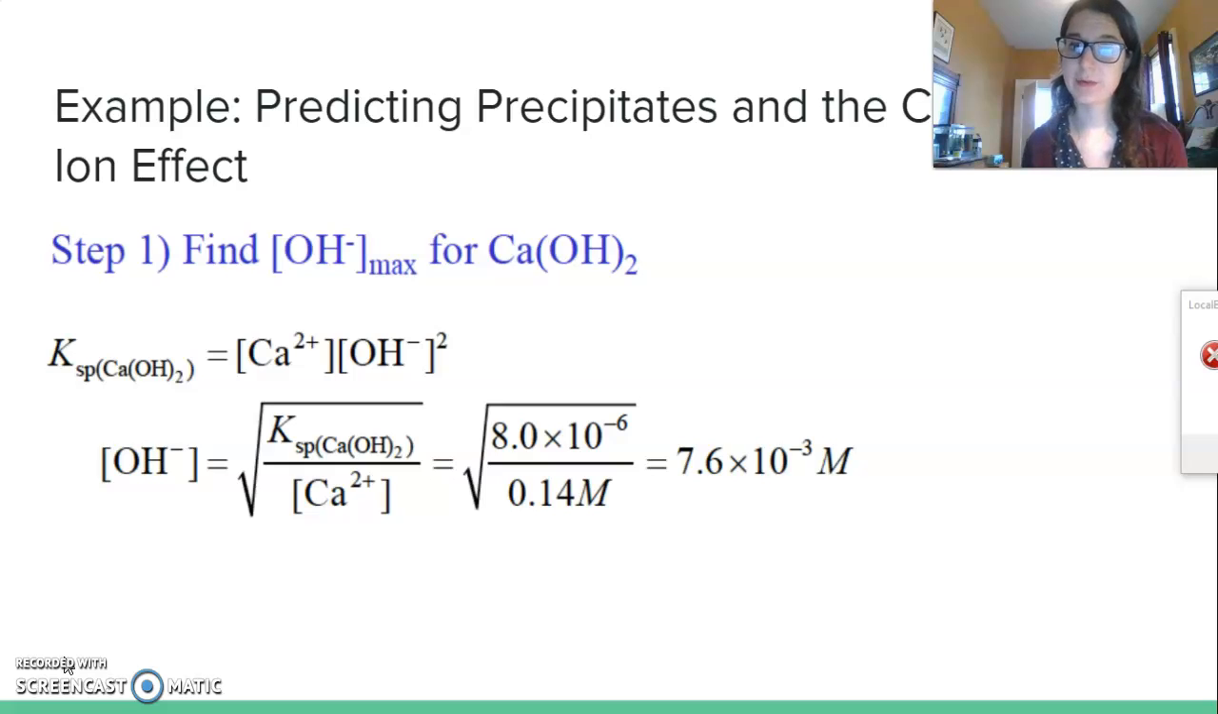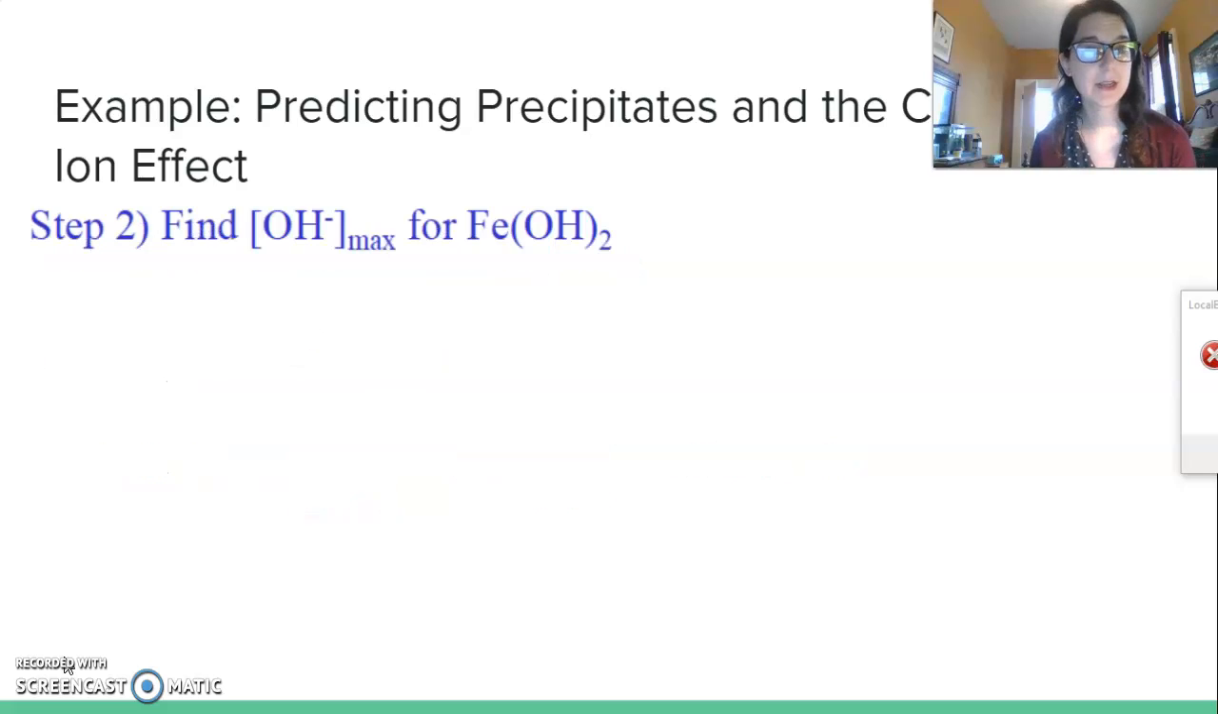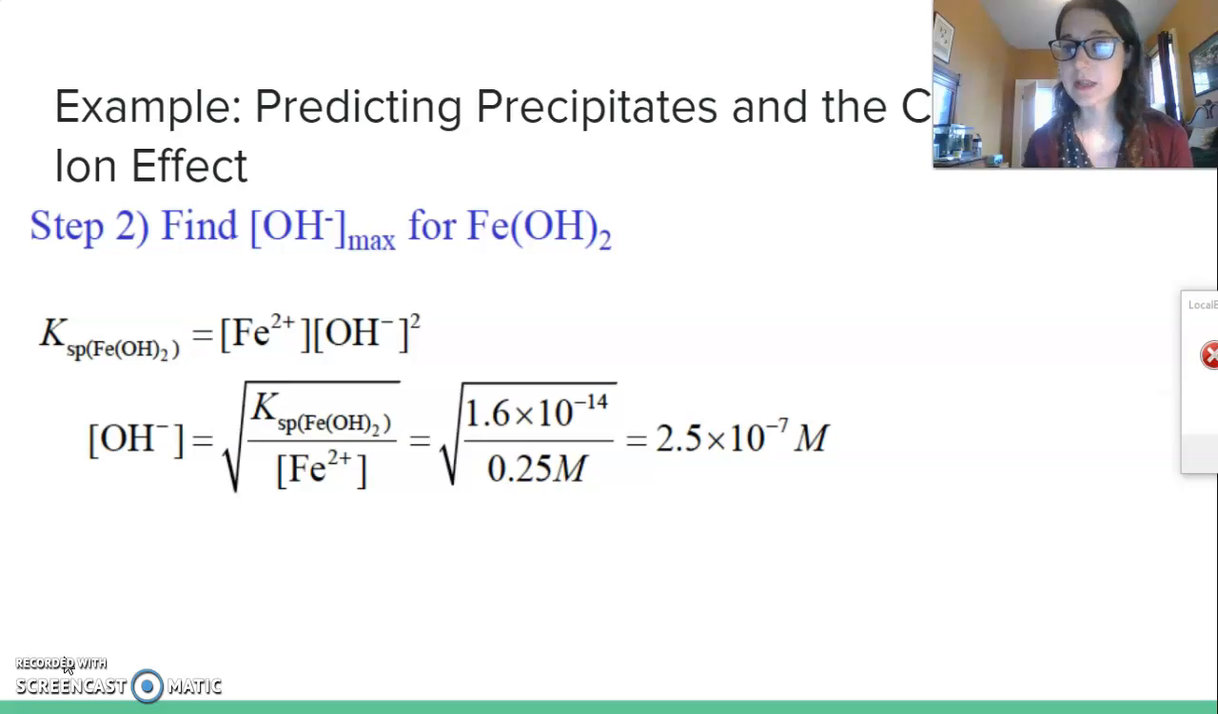Next, we're going to find the maximum concentration of hydroxide ions for iron 2 hydroxide. And it's the same process. We know that the KSP is equal to the concentration of iron times the concentration of hydroxide ions squared. So the concentration of hydroxide ions is going to be equal to the square root of KSP divided by the concentration of iron ions. We've been given the concentration of iron ions because it's a 1-to-1 ratio from the concentration that was given of the salt solution. And we know the KSP value because it was also given.